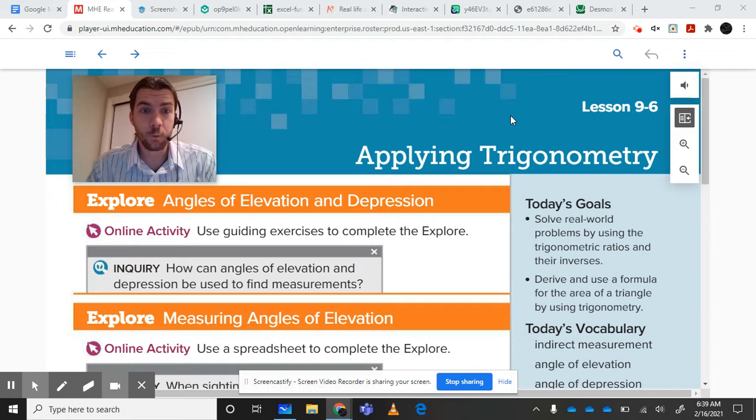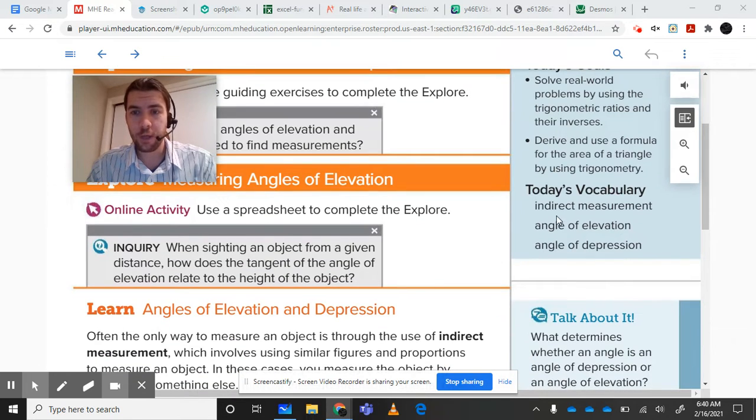Today we're going to continue on our topic of trigonometry and see some real-world problems, try to solve them by using trigonometric ratios and their inverses. We're also going to try to derive and use a formula for the area of a triangle by using trigonometry. So those are the two goals of this lesson. There are a few vocab terms we're going to learn: indirect measurement, angle of elevation, and angle of depression.